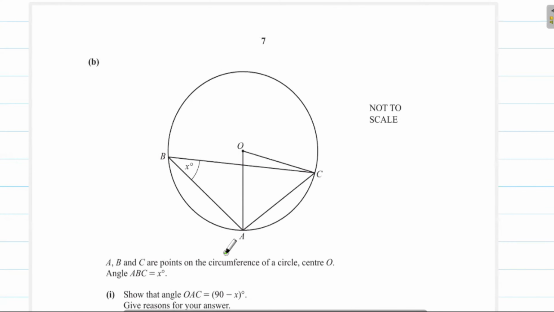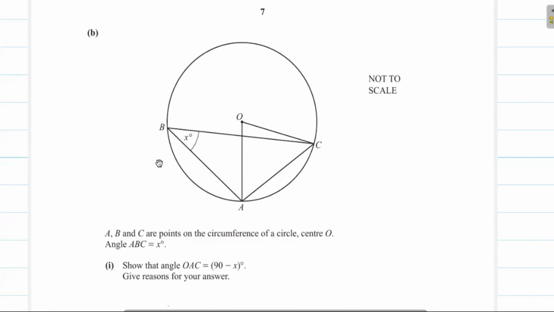Question 3, part B. A, B, C are points on the circumference of a circle, center O. Angle ABC is x degrees. Show that angle OAC equal to 90 minus x degrees. Give reason for your answer. You see here, this is the circle having a chord AC, and this chord AC makes an angle at the circumference of x degrees, and this angle at center will be 2x degrees, because the angle at center is 2 times the angle at circumference by the same chord.